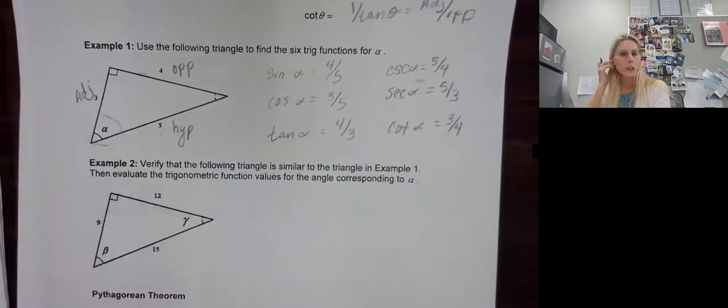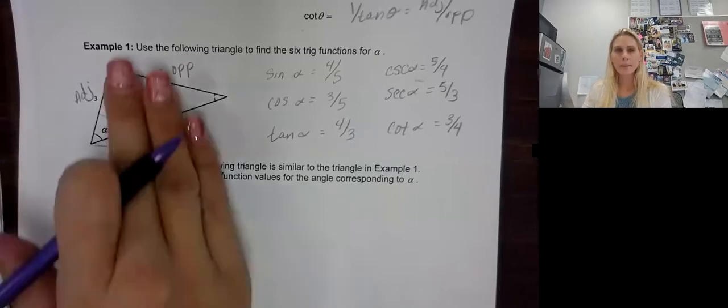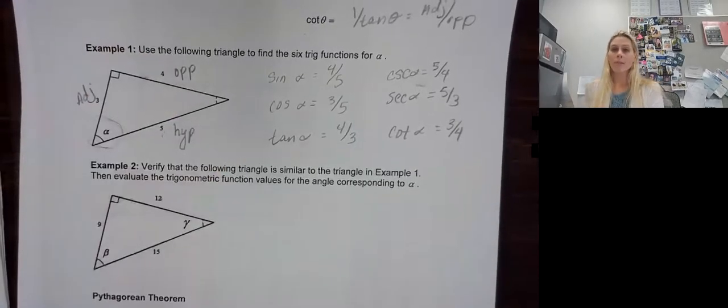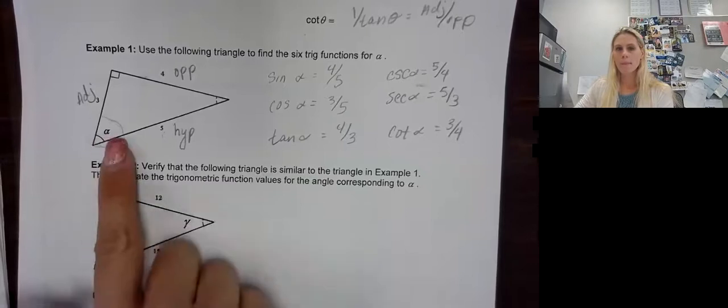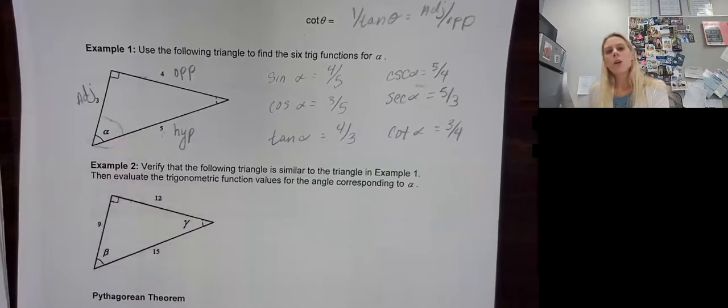All right, example 2 has us verifying the following triangle. So we want to see that this triangle is similar to the triangle above. Similar means that the sides are proportional and that the angles are the same. All right, so we have 2 angles here. We have to figure out which one might be the same as alpha.